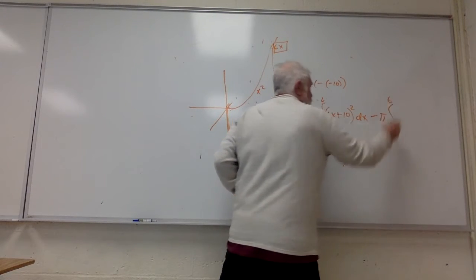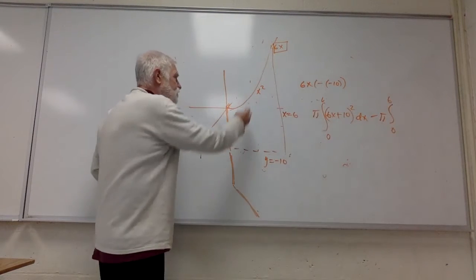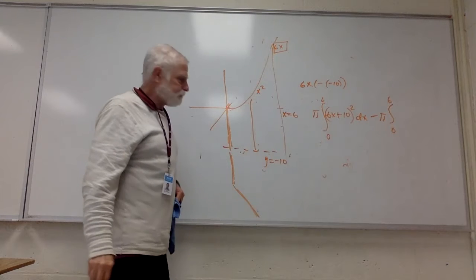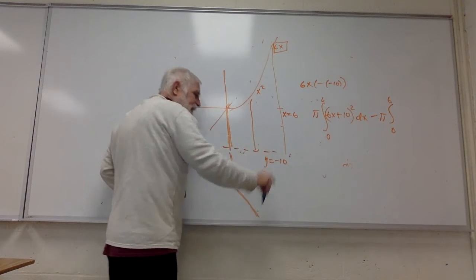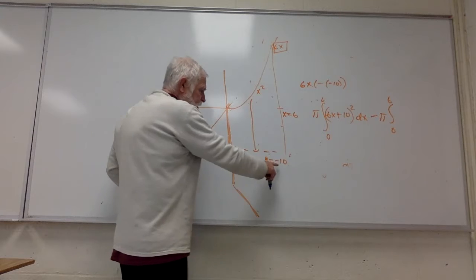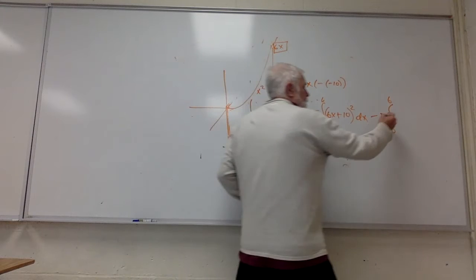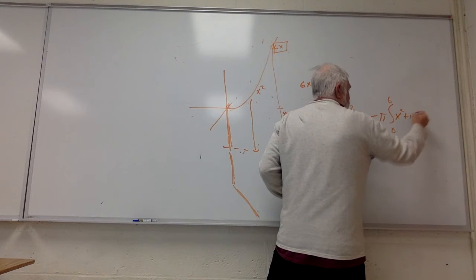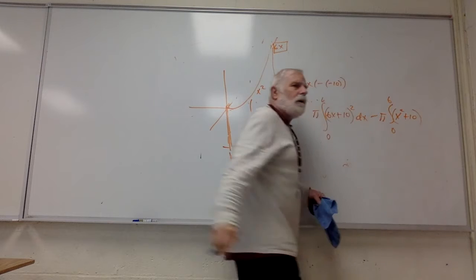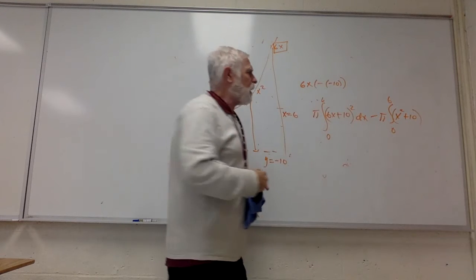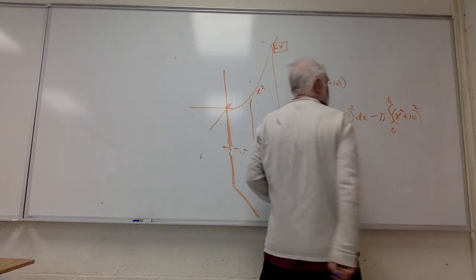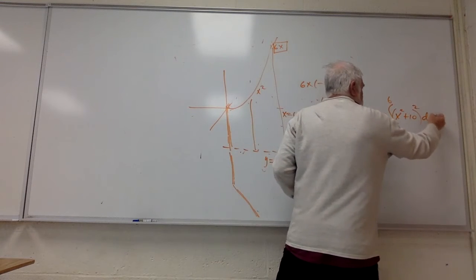I still think it's 0 to 6. Then the only challenge is the distance of the radius. Wonder what that could be. Oh, top minus bottom. And minus a minus 10 is plus 10. x squared plus 10. Well, there's my pi r. Oh, volume of revolution, pi r is not the area of the circle. Pi r squared, area of the circle, dx.